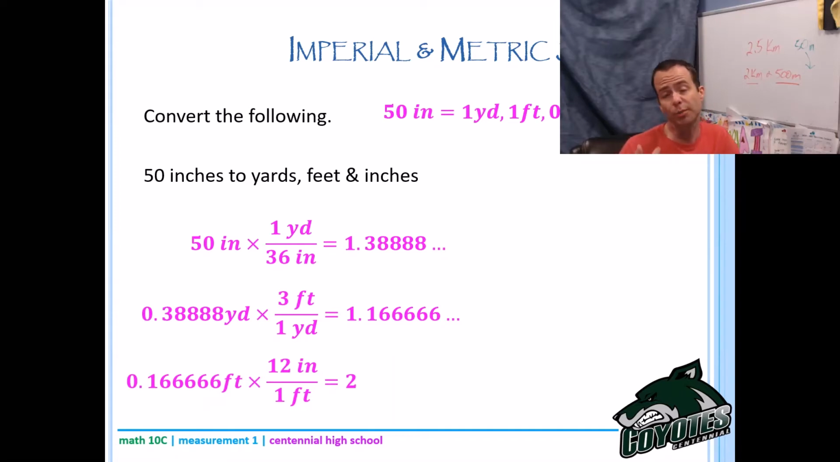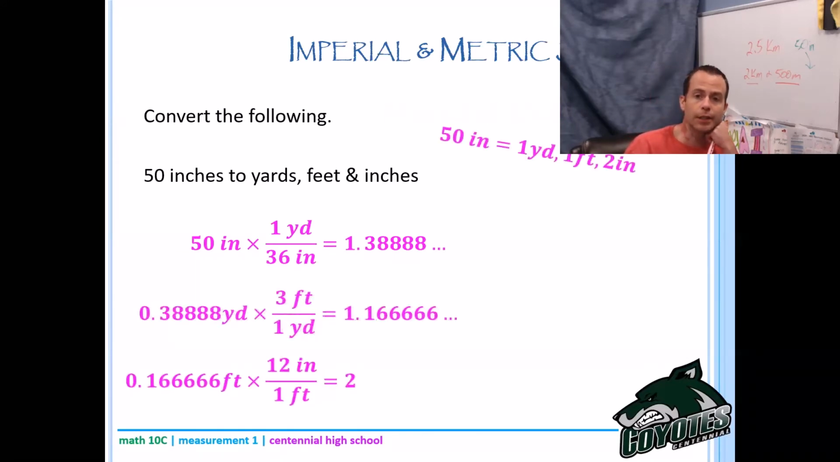Because we started with a whole number of inches. So there's no reason in this process of converting how we say it, we're not going to lose a piece of an inch or gain a piece of an inch, right? We should still have a whole number of inches. So my final answer is 50 inches is the same as saying 1 yard, 1 foot, and 2 inches.